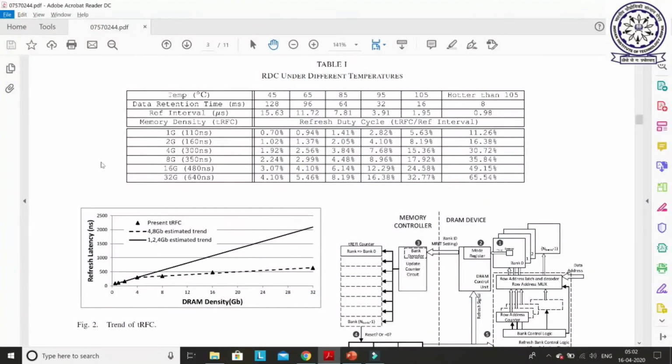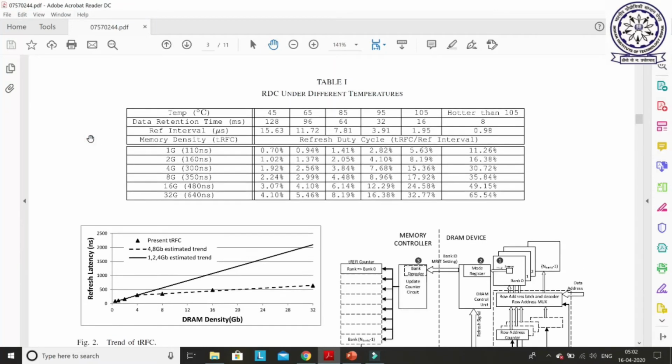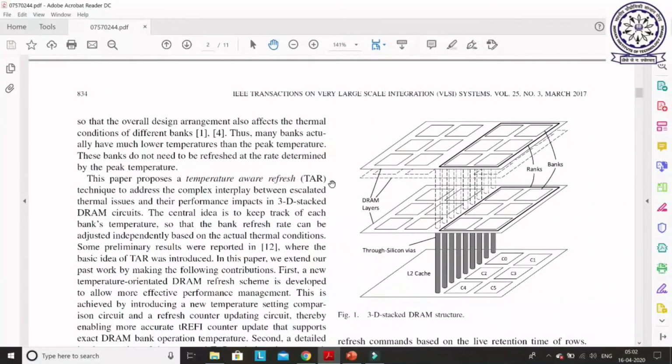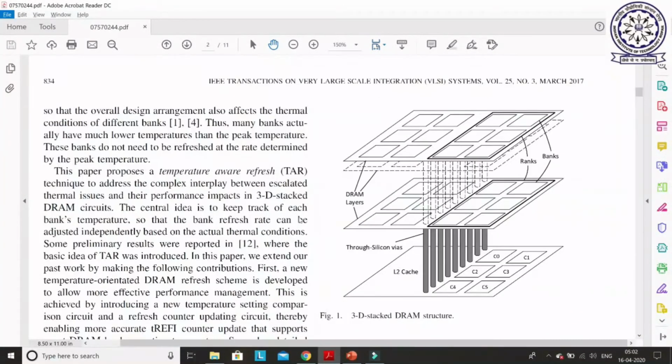Then you will easily understand the relationship between all this, and this is very important for you. So to reduce these temperature issues, this paper proposes an interesting idea. The idea is, they said if this is the 3D architecture, then in this 3D architecture, temperature will vary from one bank to another bank within the rank.